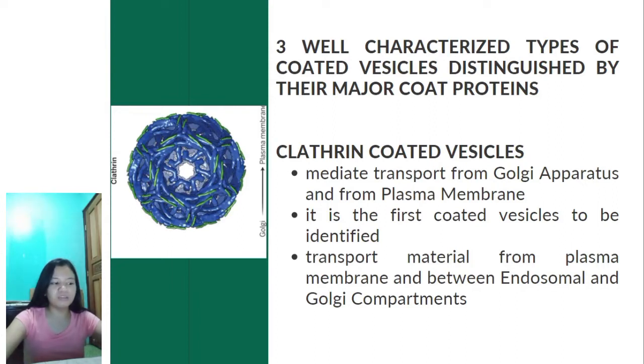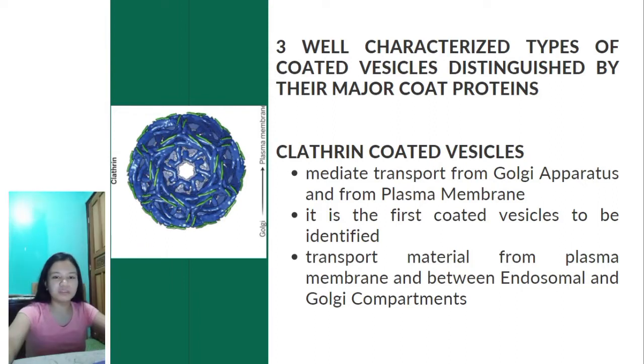So, each Clathrin subunit is nagko-consist ng 3 large and 3 small polypeptide chains na kung saan nagbubuo ng 3-legged structure, which tinatawag natin na triskelion. So, yung Clathrin triskelion naman, nag-assemble siya into a basketball-like framework of hexagons and pentagons to form coated pits or yung buds na tinatawag natin sa cytosolic surface ng mga membranes. Kaya si Clathrin triskelion is siya yung nagde-determine ng geometry ng Clathrin cage.